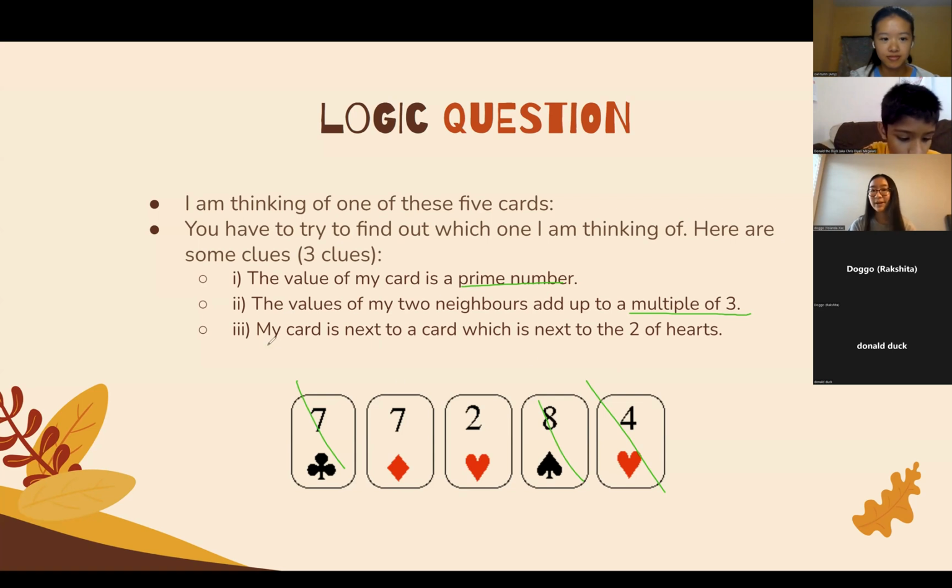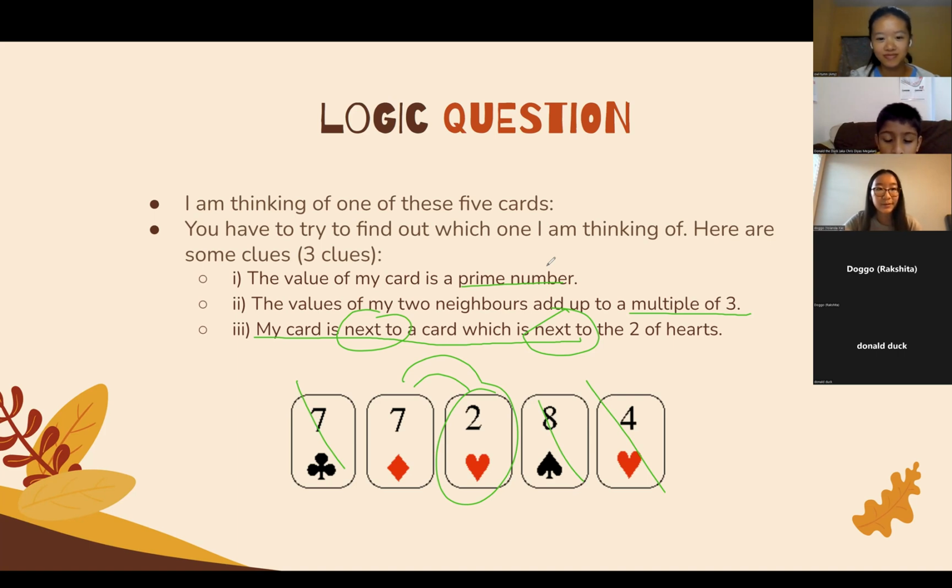And finally, my card is next to a card which is next to the 2 of hearts. So the 7 of diamonds is just next to the 2 of hearts. It's not next to a card which is next to the 2 of hearts, but the 2 of hearts is next to the 7 of diamonds, which is next to the 2 of hearts. So very tricky, but good job if you saw that. And I think you guys are seeing it now.